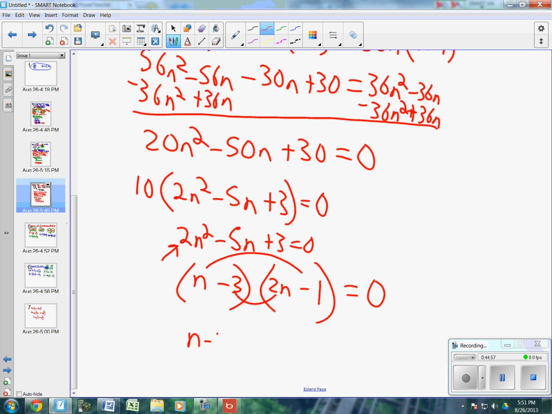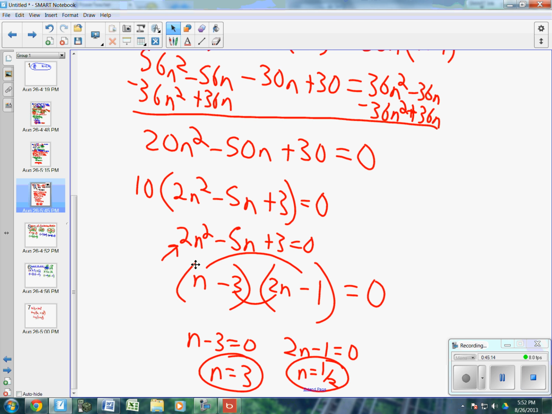So then I set each factor equal to 0. I solve each one of those, and I get two solutions. I add 1, divide by 2, I get n equals 1/2. You can check those solutions. You should find out that they do work. So those are my two solutions.